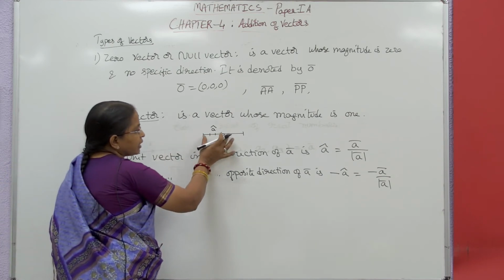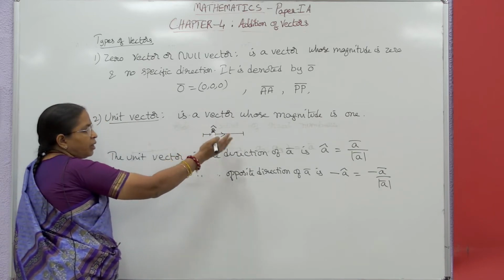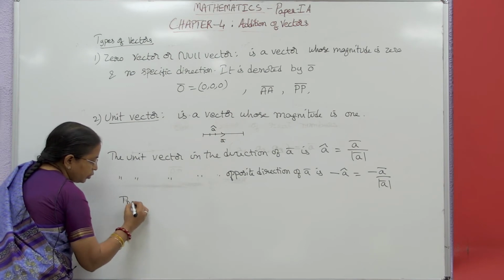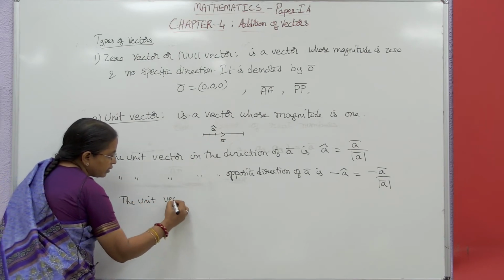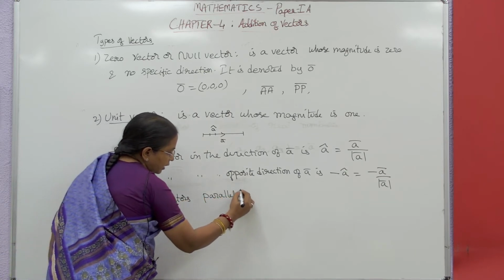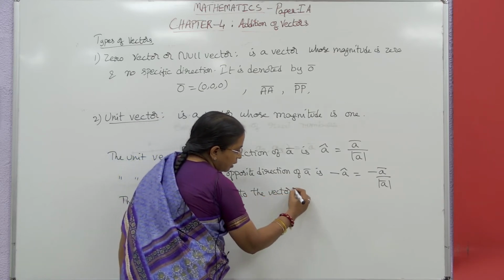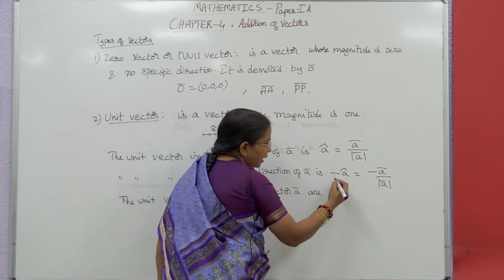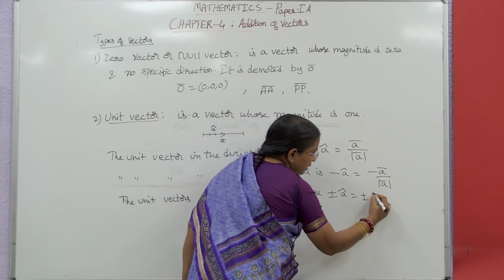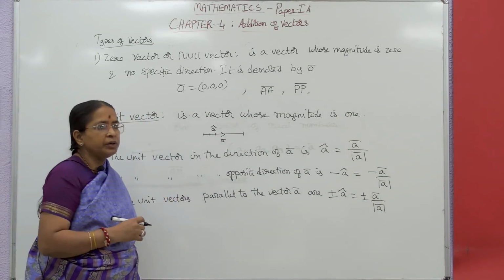Now the unit vectors which are parallel to this vector A are A cap and also minus A cap. The unit vectors parallel to the vector A are plus or minus A cap, that is plus or minus A by mod A. Okay, so this is about the unit vectors.